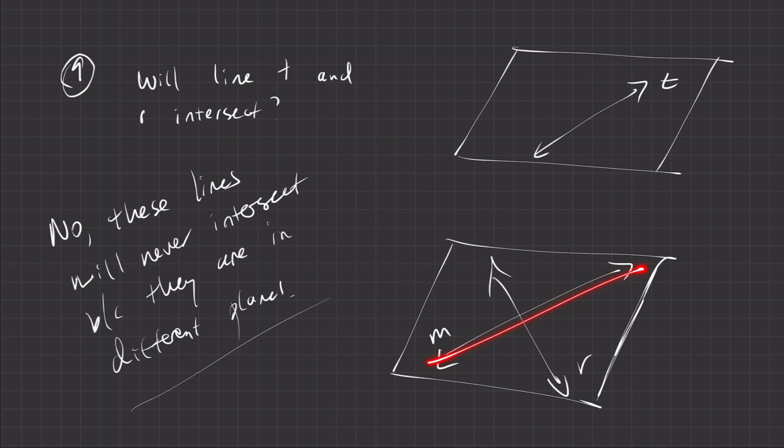But M and R will intersect due to the fact that they are in the same plane and the way they are positioned. Okay? So hopefully this review helps.